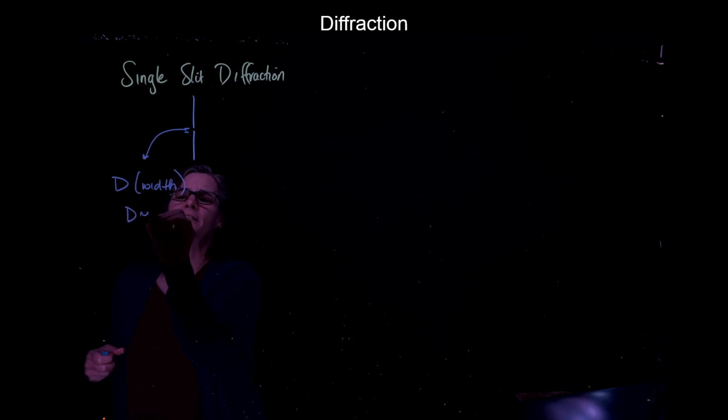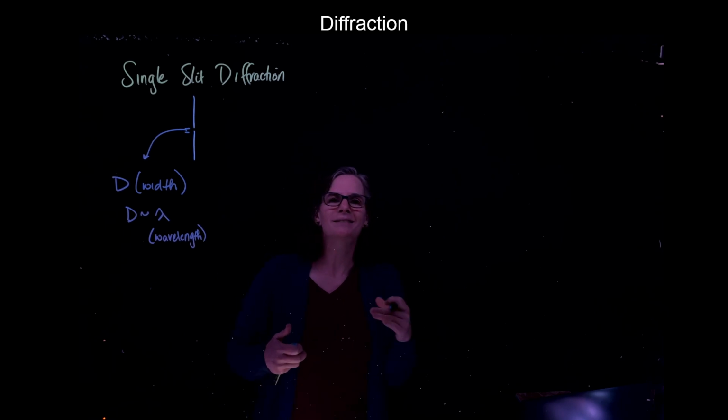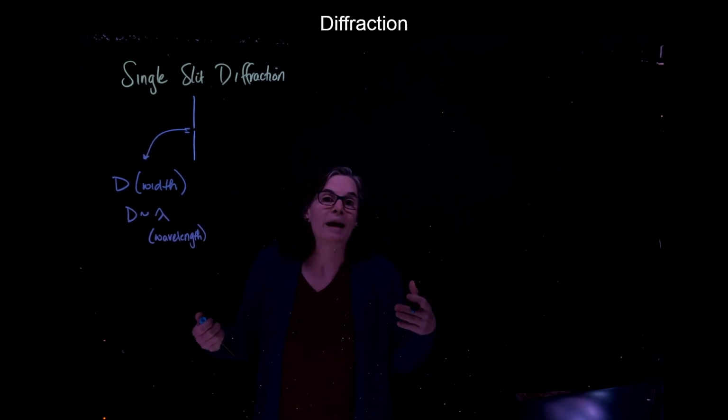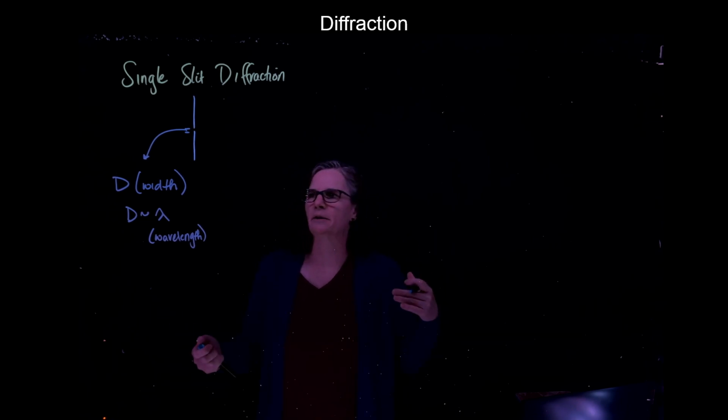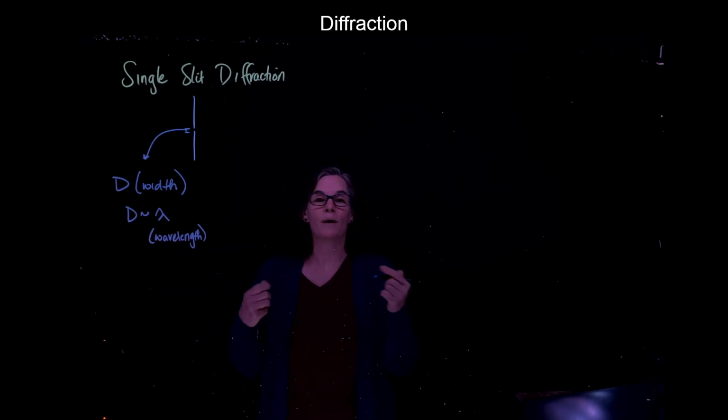That D is on the order of the wavelength of the light that's going through it. So if I'm sending a red beam of light through that slit, it's on the order of the wavelength for red light. I think it's 530 nanometers. Okay, so very, very tiny, on the order of the wavelength.